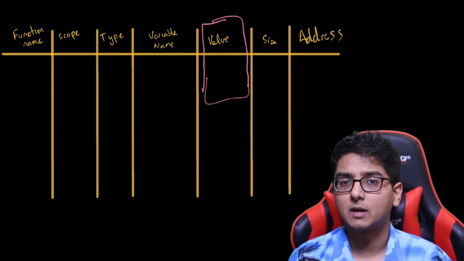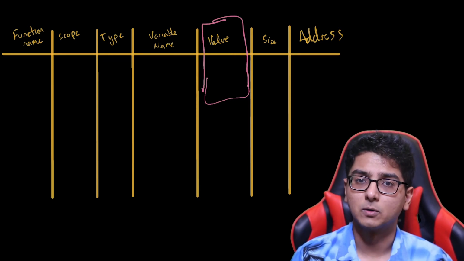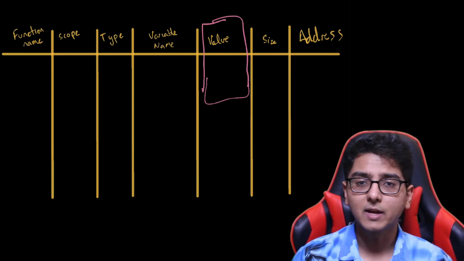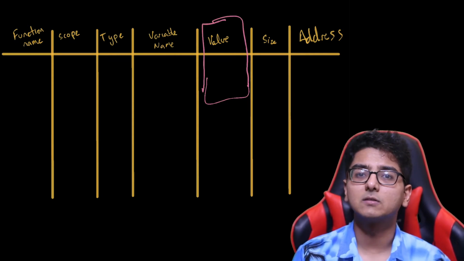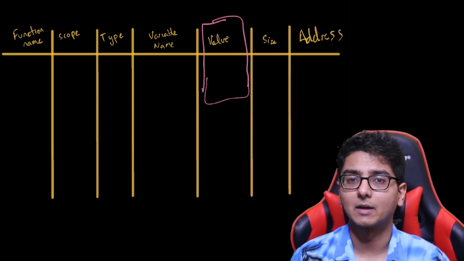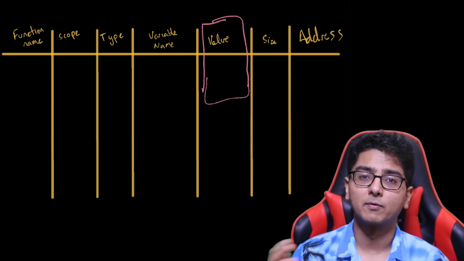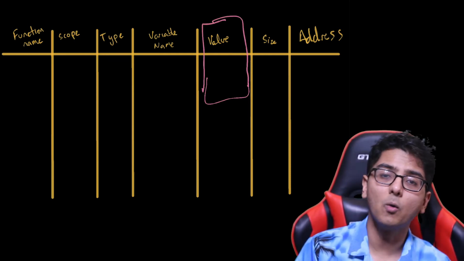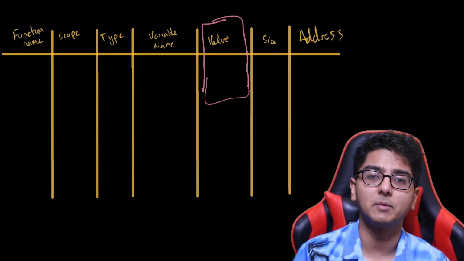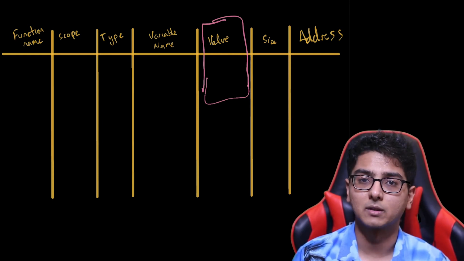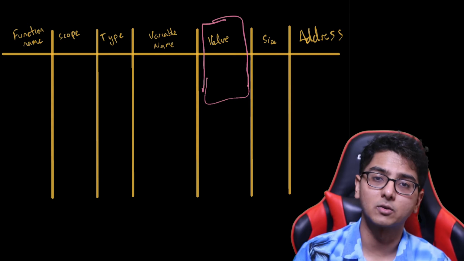So the question then becomes, how are addresses more useful? Well, unlike names, addresses are going to exist throughout the entire lifetime of the program. So if you refer to address 100, it's always going to go to the same place in memory no matter how many times you run the program. It's going to go to address 100.